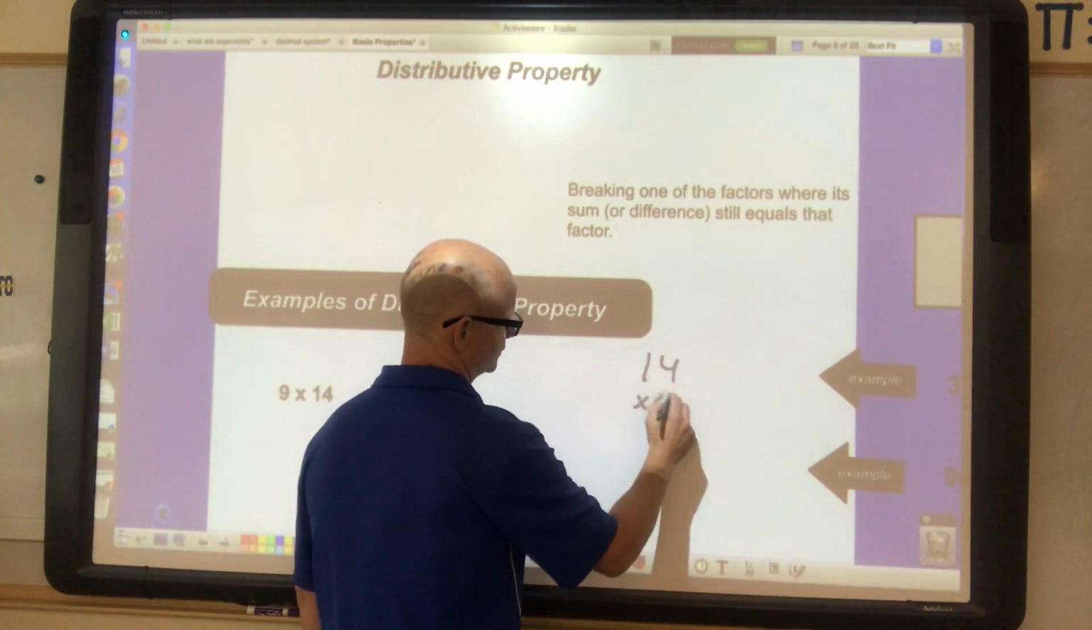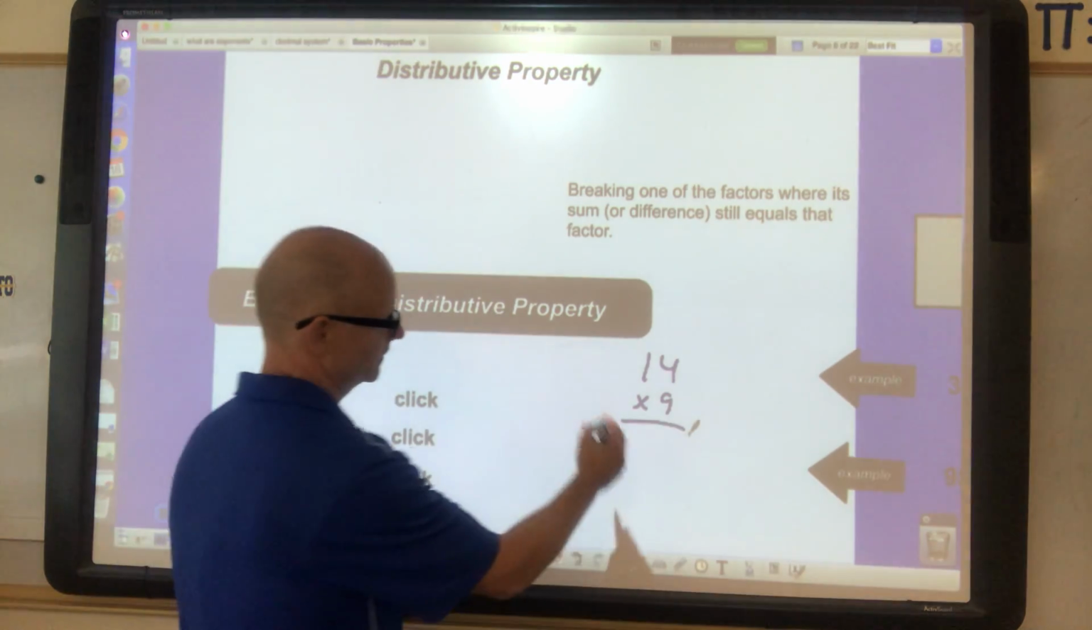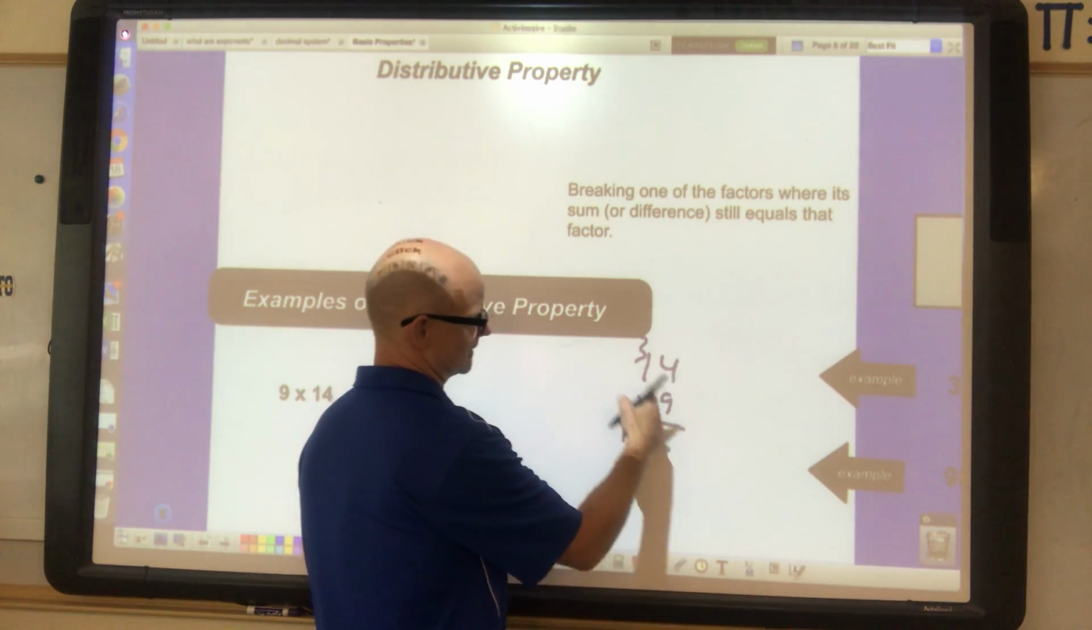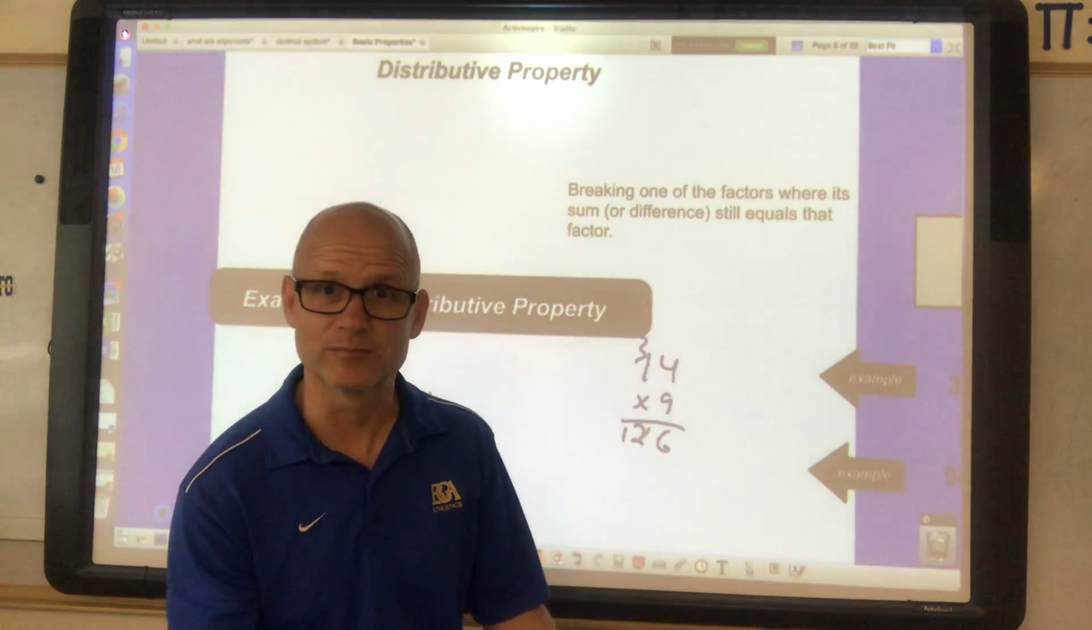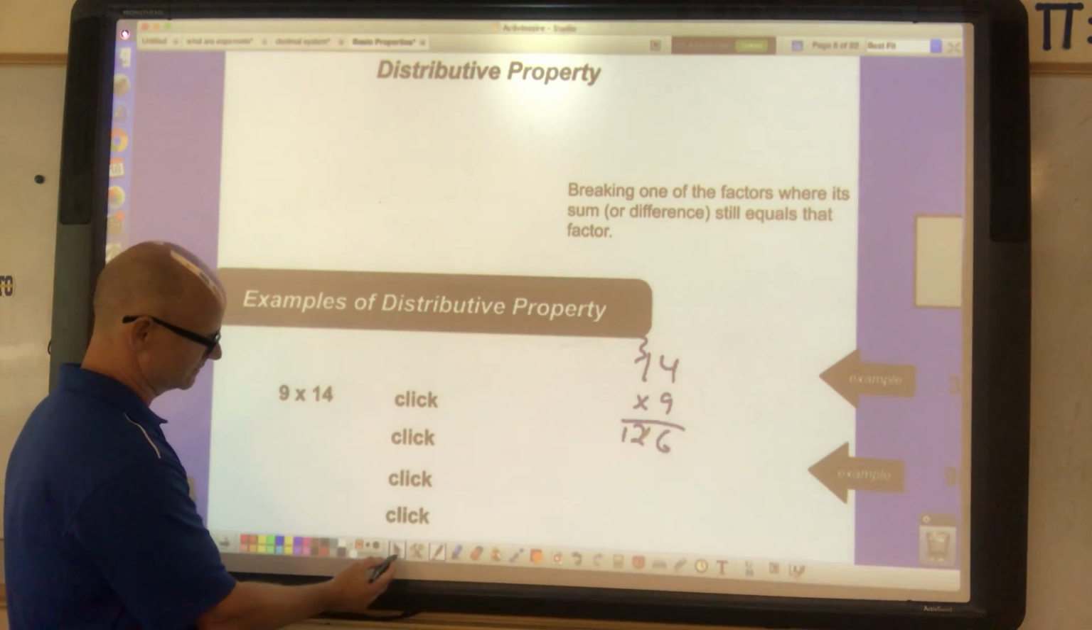Look, I just did the commutative property because I changed the order, 14 times 9. And then you can work it out and you get 36, carry my 3, and you get 126 because 9 times 1, that's the identity property, plus 3, 12. Okay. But you could also break this up into parts.